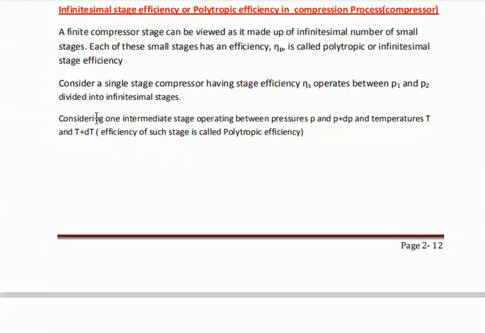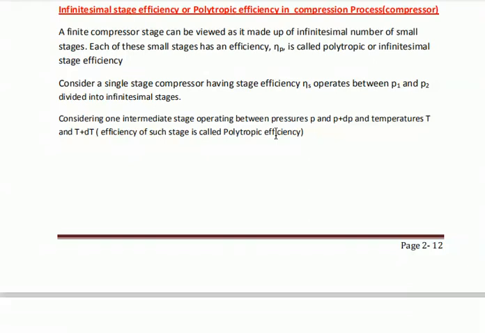Next, consider one intermediate stage operating between the pressures P and P plus dp, and the temperatures T and T plus dt. The efficiency of such a stage is called the polytropic efficiency.